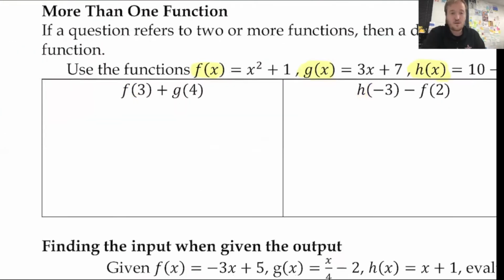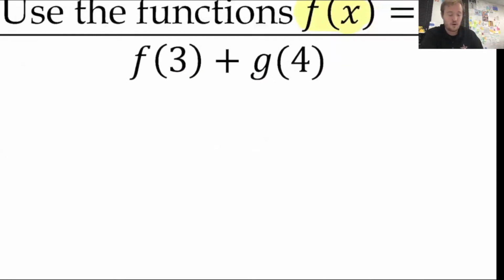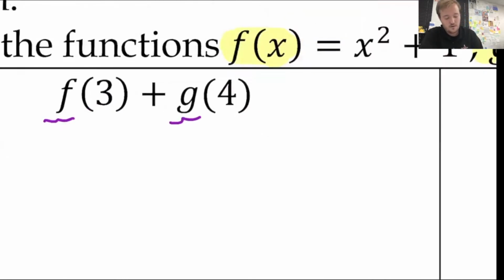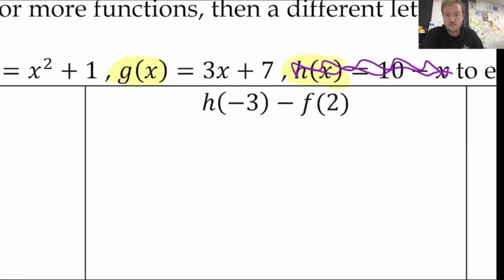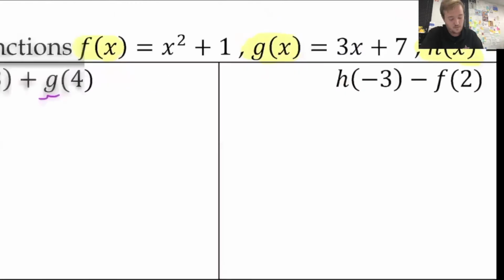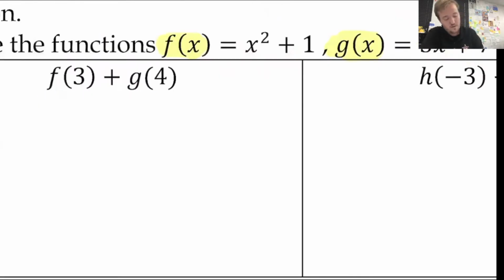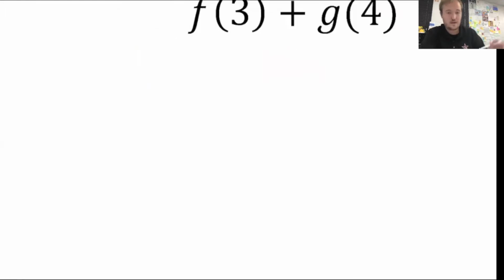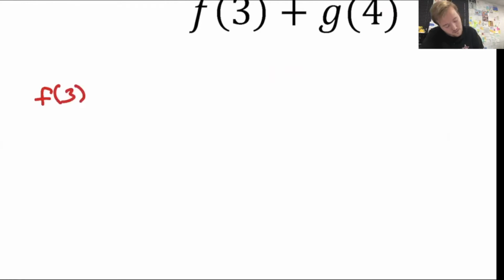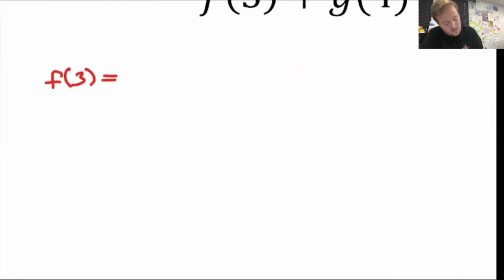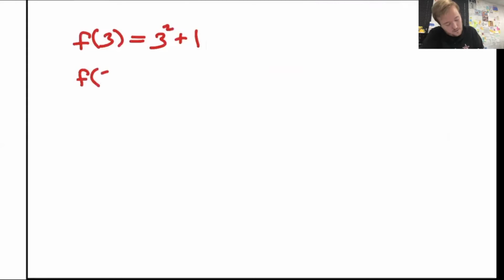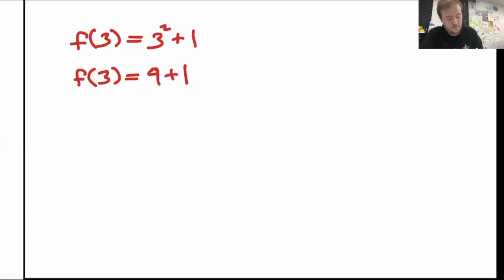Okay. So looking here, we have f of 3 plus g of 4. So we're only going to use f and g. That means we don't even care about h right here. We only want those first two. Okay. So for f of 3, what I'm going to do first is find those specific values on the side. So I'm going to do f of 3. That's going to be equal to 3 squared plus 1. So f of 3 equals 3 squared, which is 3 times 3, which is 9, plus 1. So f of 3 is equal to 10.